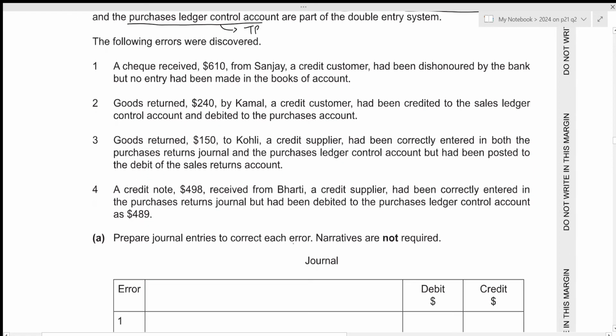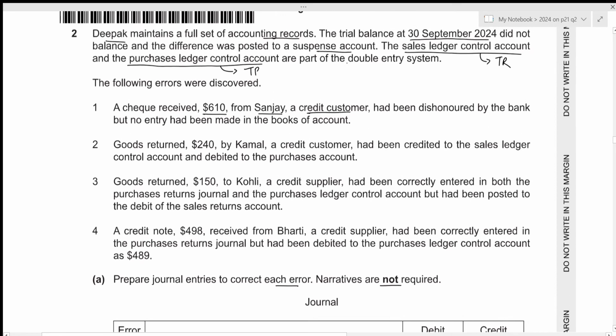Now we need to prepare the journal entries to correct each error. The narratives are not required. Let's take a look at the first error. A check received 610 from Sanjay, a credit customer. If we are talking about a credit customer, it means we are talking about our trade receivables. So this can be categorized as our sales ledger control account because trade receivables is calculated by preparing the sales ledger control account.